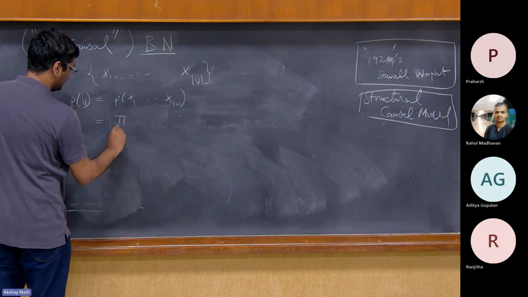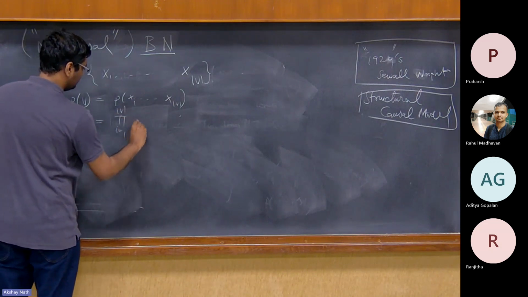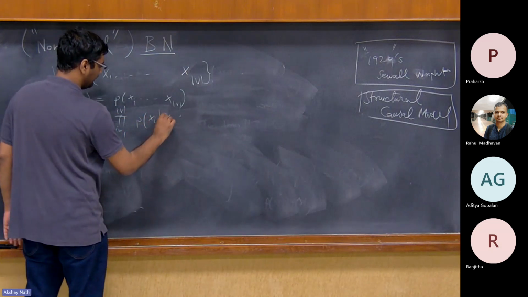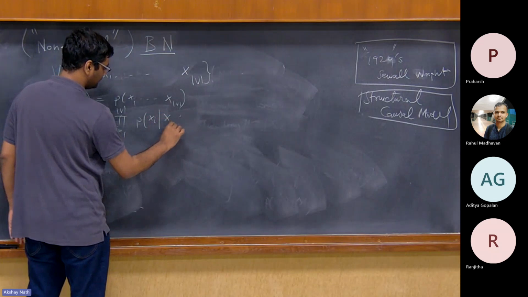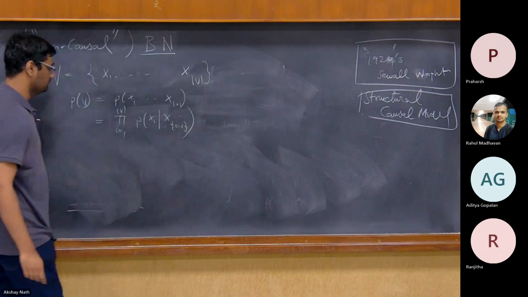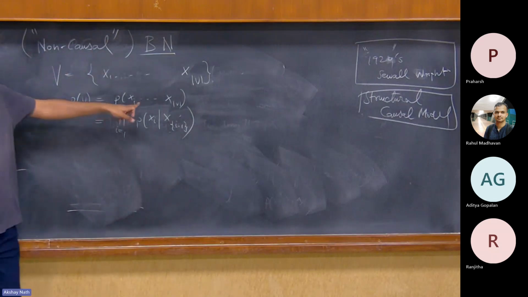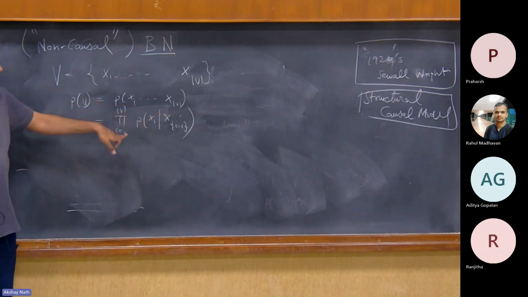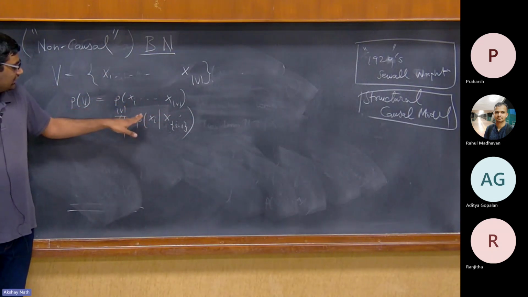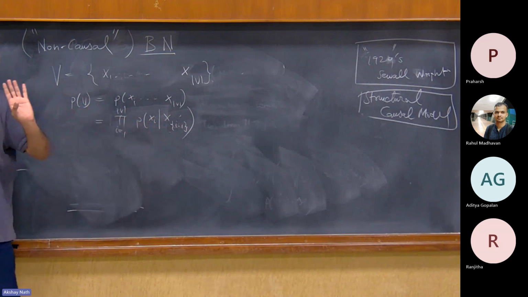So I can have i runs from 1 to B, probability of xi given everything till i minus 1. So I'll just denote it as i minus 1. Right? So I've ordered them 1 to B, right? And every variable can be factorized as the conditional probability of xi given everything before.